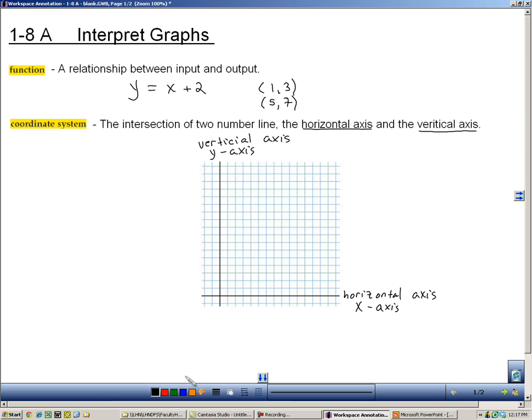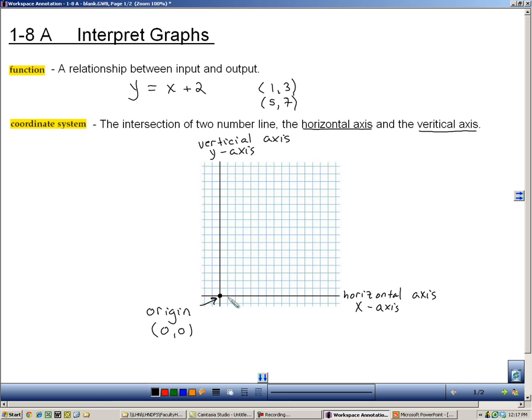Now where those two axes meet is right here at this point. This has a special name. It's called the origin. And the origin is labeled using these two numbers 0, 0. Now what that means is the x value at that point is 0 and the y value at that point is a 0 also. Now as we travel to the right, we increase the x value.